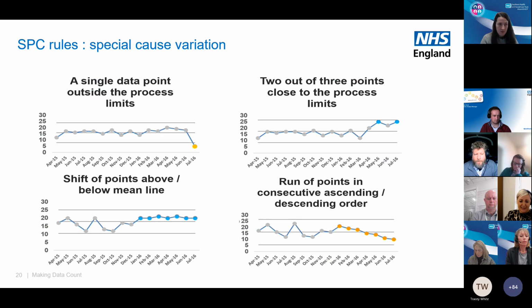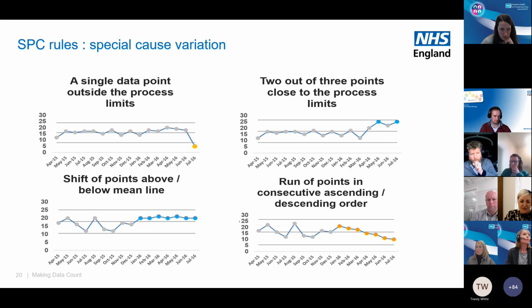Now, the good thing about SPC charts is that it can help us to identify special cause variation. So back to that unusual variation that we just talked about. There are 4 rules that we use to detect special cause variation. There are other rules available, and different people teach different rules, but we've come to these 4 rules as we think these 4 rules are the most important and useful for healthcare. So the first rule is a single point outside the process limits.